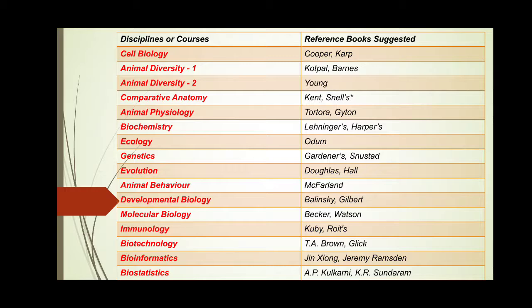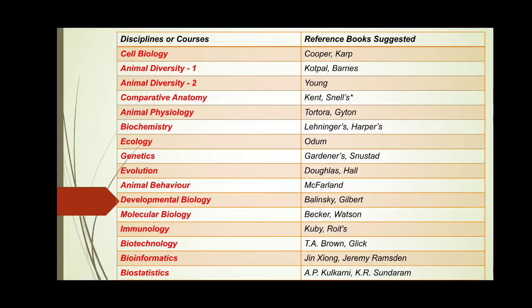For animal physiology, Tortora is enough. Tortora has every diagram and every picture in a very simple and sophisticated manner. And for biochemistry, Lehninger is a one-man army. You have heard that Lehninger is a one-man army. It is very true.